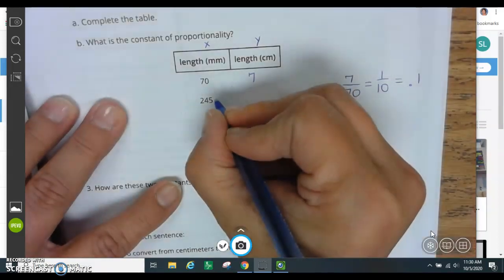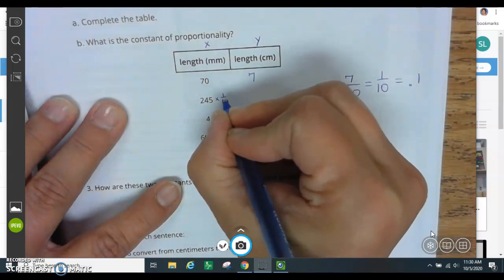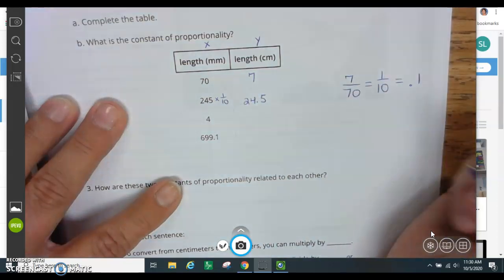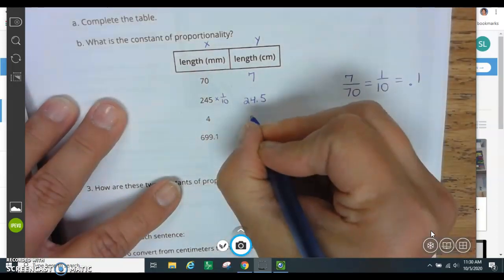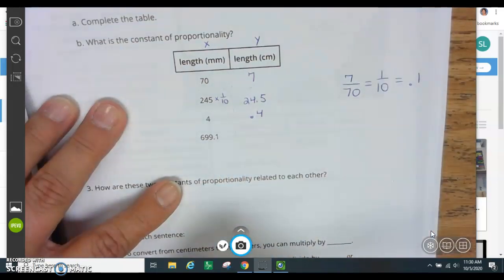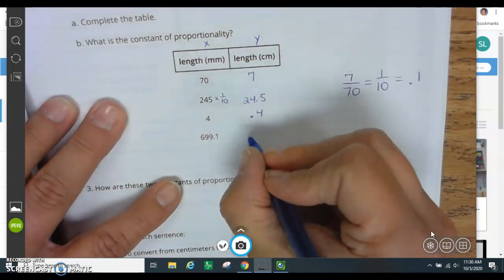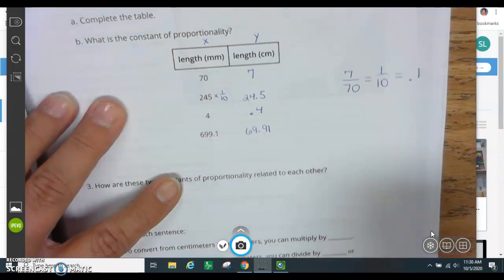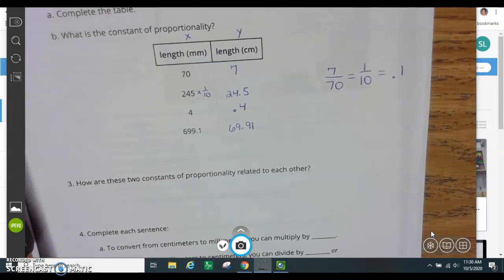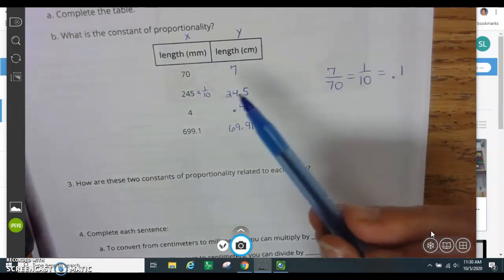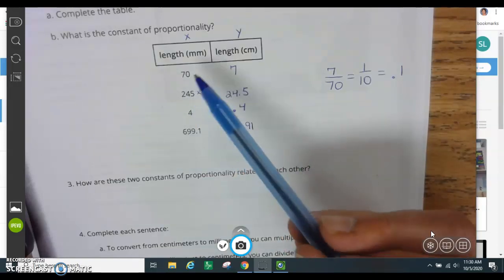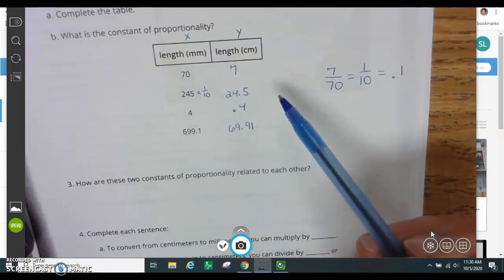Okay, so if I multiply 245 times 1/10, you get 24.5. 4 times 1/10 is 0.4. 699.1 would be 69.91. Okay, multiplying by a tenth is the same as dividing by 10. When we divide by 10, we just move our decimal 1 place to the left. If we multiply by 10, we move one place to the right, right?